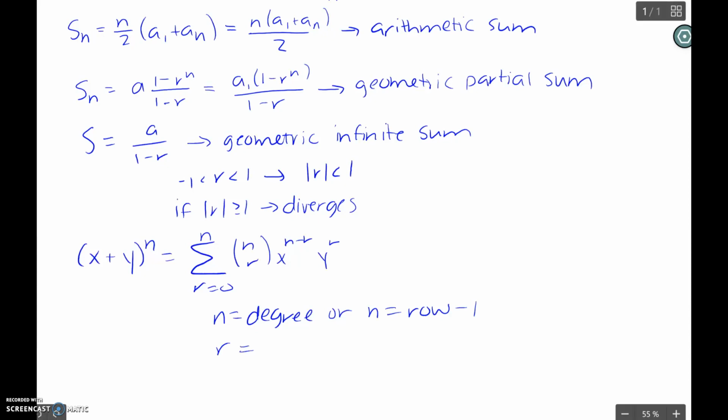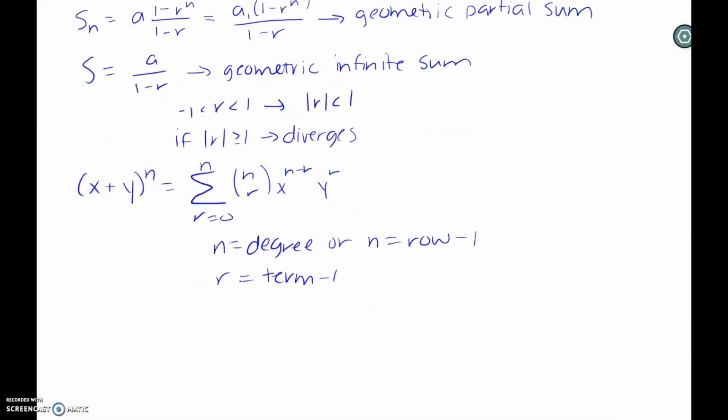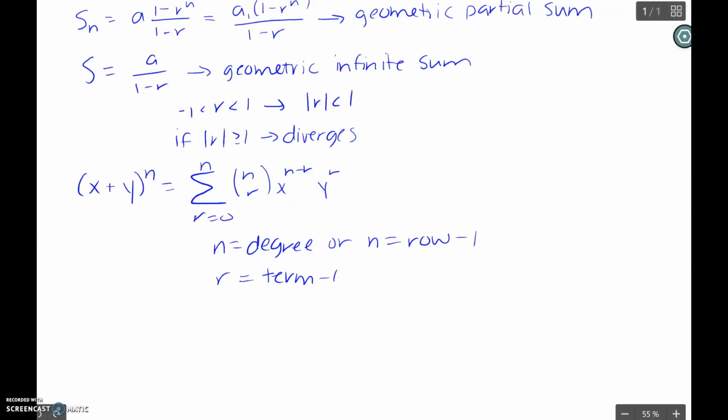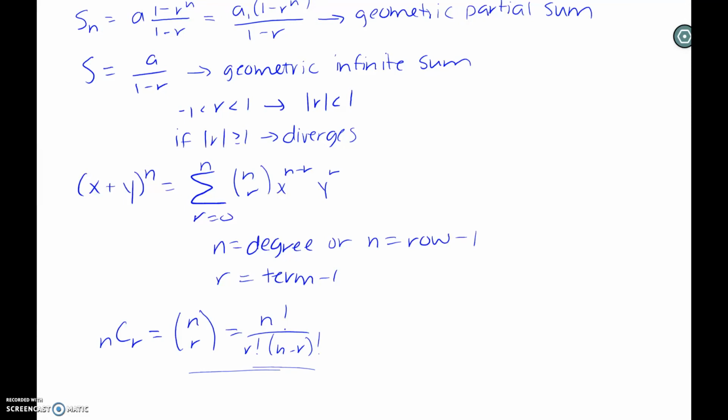Also, r equals term minus 1. So if you're looking for the 14th term, you're really making your r 13. So make sure that you know the n and the r. And now n choose r. NCR is the same as n over r, which is n factorial over r factorial times (n minus r) factorial. So you should know all those. We give you this part. You should also know that that's the same as NCR, and then you can just solve that.